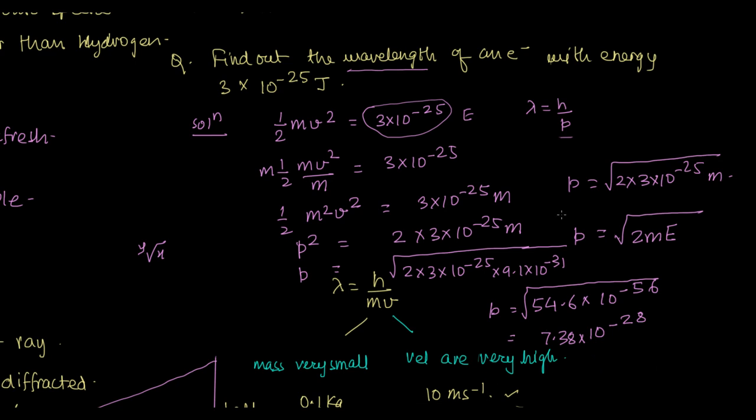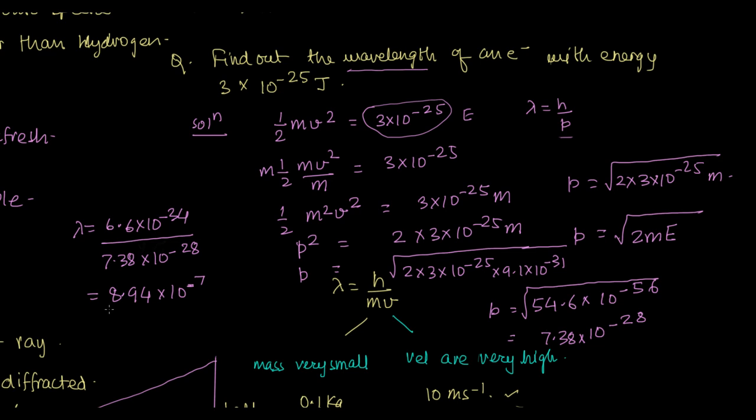Fine. Now what about the wavelength? So wavelength lambda is equal to h upon p. So 6.6 into 10 to the power minus 34 divided by 7.38 into 10 to the power minus 28. So that gives you 8.94 into 10 to the power minus 7.